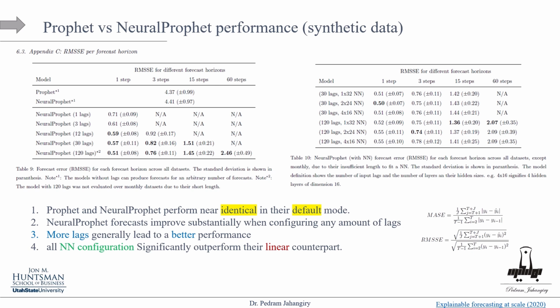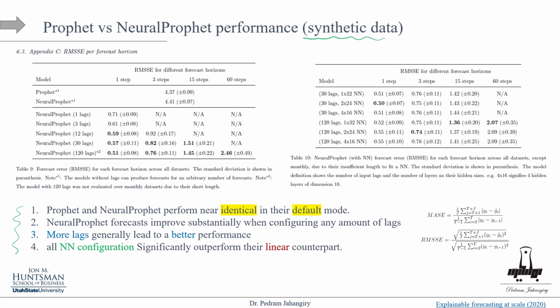Next, using the synthetic data, the authors talk about the performance of Prophet versus NeuralProphet over longer term horizons, right? And what happens if you use more lags, what happens if you use deeper neural networks for the AR components, and what are the findings. I have summarized all those findings for you here. This is pretty straightforward.